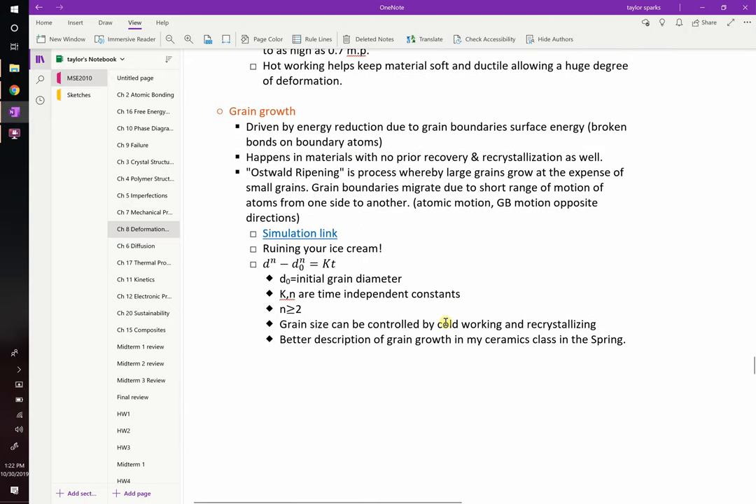All right, we've already talked about grain growth. The process by which grains grow is called Ostwald ripening, right? The equation that governs it is right here. So D raised to the N minus D naught raised to the N equals KT. In this equation, you have fitting constants just like before. You've got K and N. These are time-independent constants. You've got T as your time. So if you know K, N, and T, and how big your initial grain size was, D naught, then you can solve for your final grain size, D, right? Just by plugging into this equation.